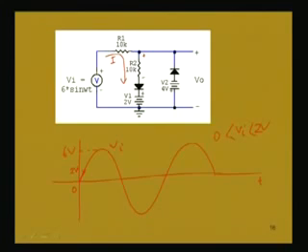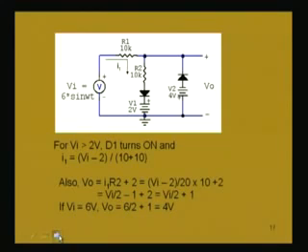So, what is I? I is equal to Vi minus 2 divided by 10 plus 10k, 20k. So, when Vi is greater than 2 volt, D1 turns on, and this I1 we find out, this is Vi minus 2 divided by 10 plus 10 kilo ohm.